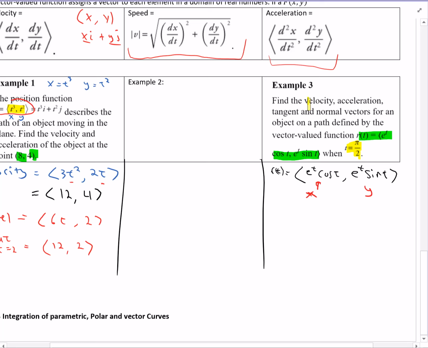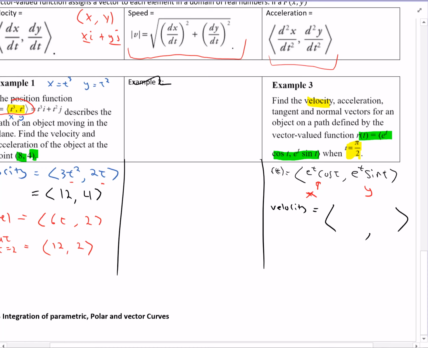So start with velocity. It's nice they give us t equals pi over 2 here. So the velocity is just going to be the derivative of the x piece and the derivative of the y piece separately. You have to take the derivative of e to the t cosine t, which is going to require product rule, and then we have to plug in pi over 2. Maybe we'll just use the space for example 2 to do this.